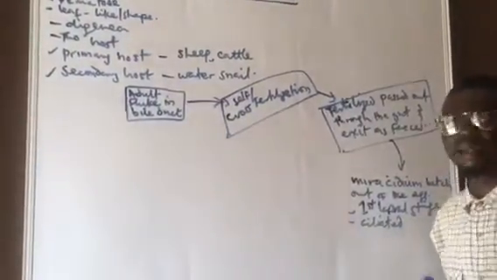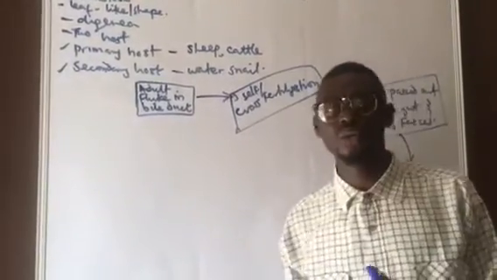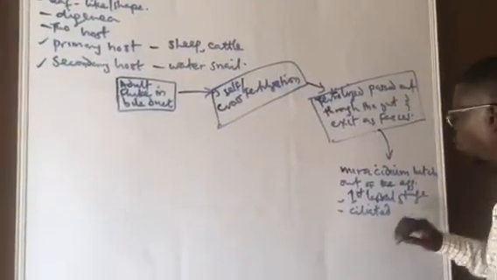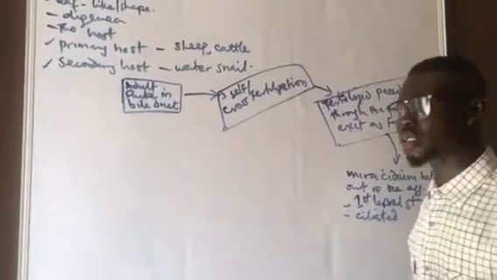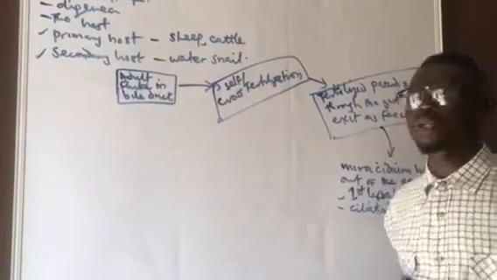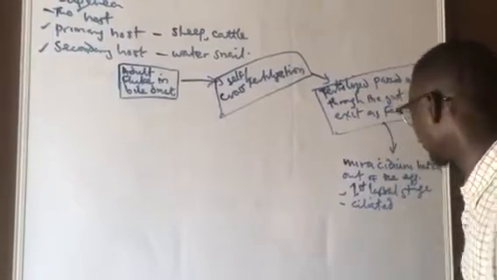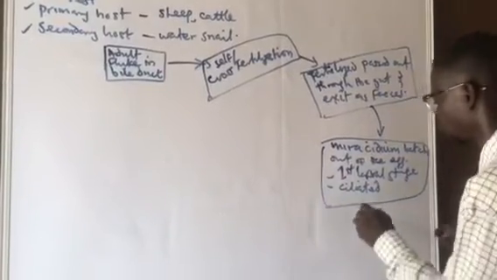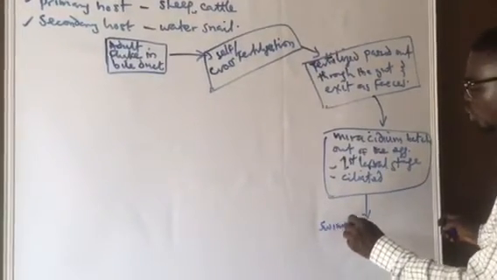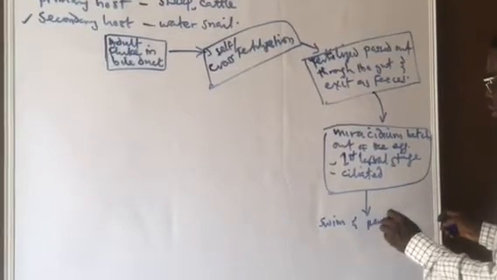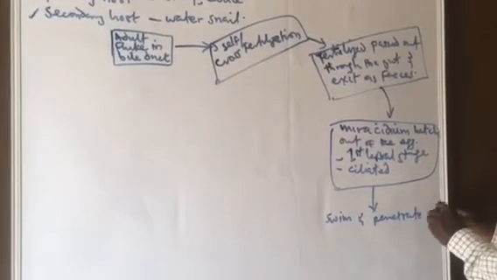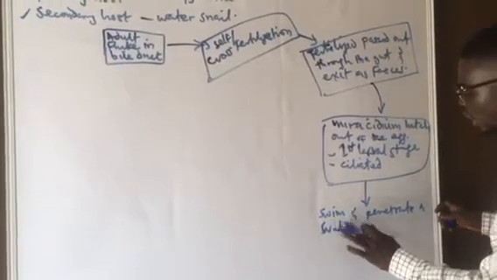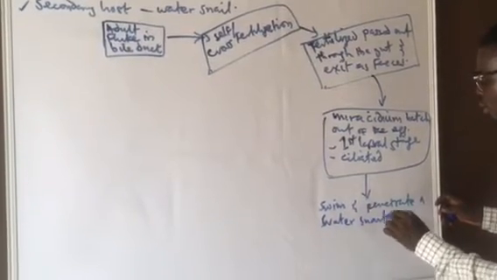We said they are ciliated, and the main work of the miracidium is to locate the secondary host, because it just left the primary host. So the miracidium will not take long. It will just find a way to infect a secondary host. It will swim and penetrate a secondary host, a water snail. A water snail is the secondary host.